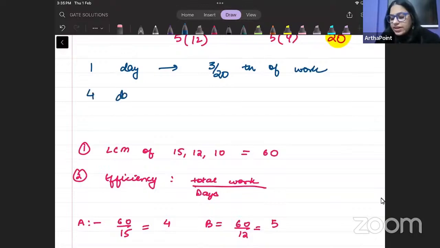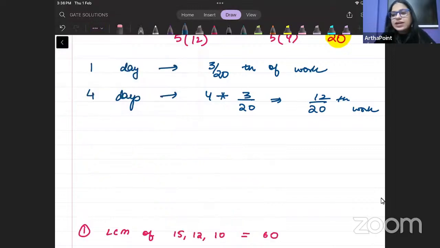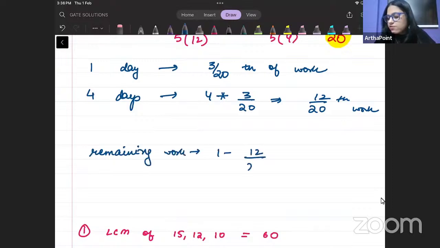So in 4 days, how much work will they complete? 4 days together. In one day they cover 3/20th of the work, so in 4 days they will cover 12/20th of the work. Total work is 1, out of which 12/20th has been completed. So what is the remaining work left? The remaining work will be 1 minus 12/20. This is going to be 8/20.